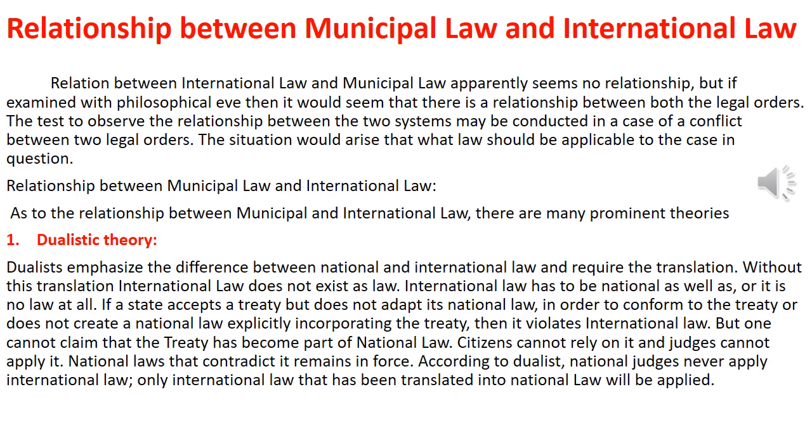But one cannot claim that the treaty has to become a part of national law. Citizens cannot rely on it and judges cannot apply it. National laws that contradict it remain in force. So according to dualists, national judges never apply international law. Only international law that has been translated into national law will be applied.